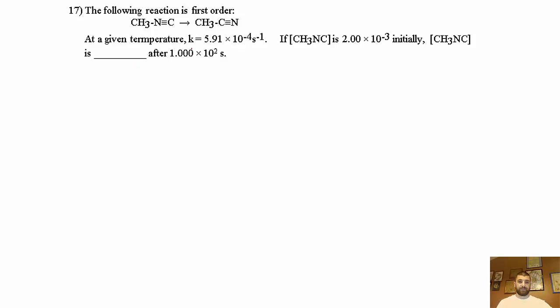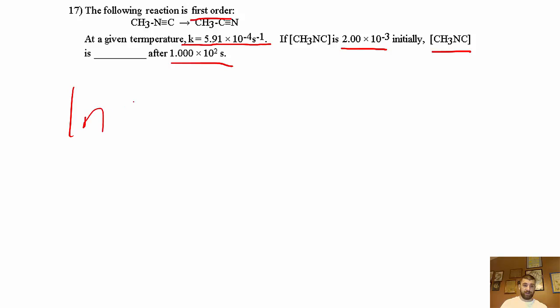17 says the following reaction is first order. It says at a given temperature, k equals this. If the concentration of CH3NC is 2 times 10 to the -3 initially, what is the concentration of that after a certain amount of time? All right, so here, the key thing is that it's first order. So our equation is going to be different than the one that we used in the previous problem.